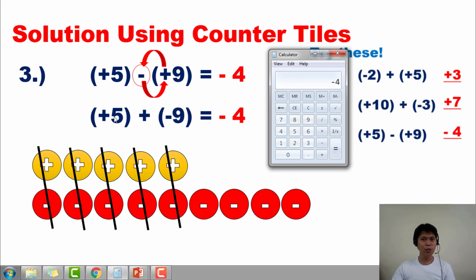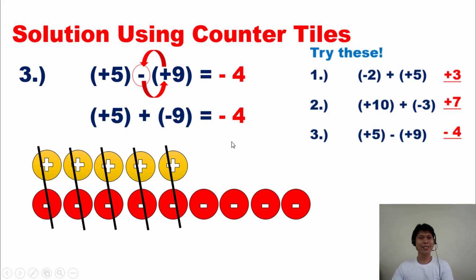Or if we check using this number sentence, we have positive 5 plus negative 9. So plus 9, which is a negative. Okay, plus negative 9, it is still negative 4. So by using the calculator and by using the tiles, we got the same answer. Therefore, negative 4 is correct.